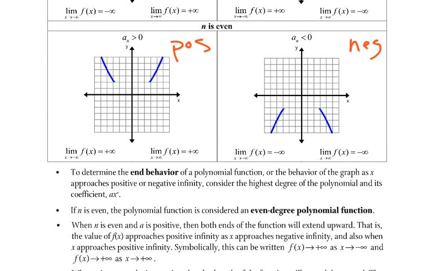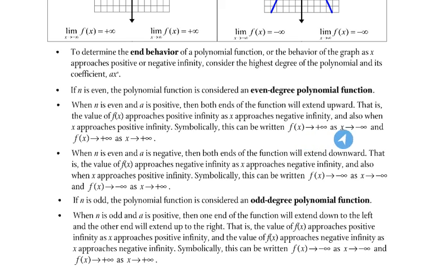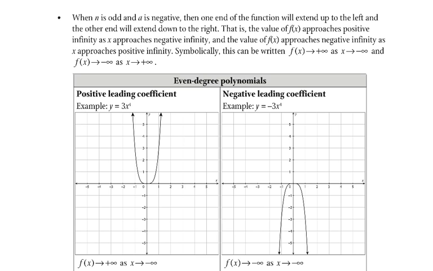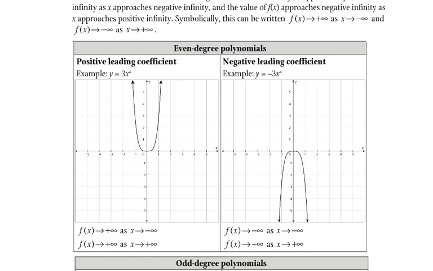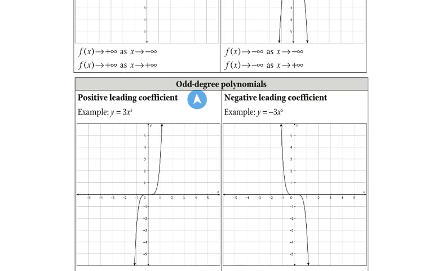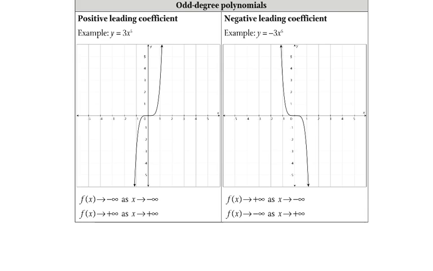Okay, now for even positive, they're both going positive. As it goes to the left or to the right, it's going up. If it's negative, they're both going down, okay? So another way we've seen it written is kind of like this. Okay, f of x approaches what as x approaches what? So as x goes to the left, the y values are going up. As the x values are going to the right, y goes up. You can also see it written this way, with the same idea of the even, positive and negative, odd, positive and negative, same thing.